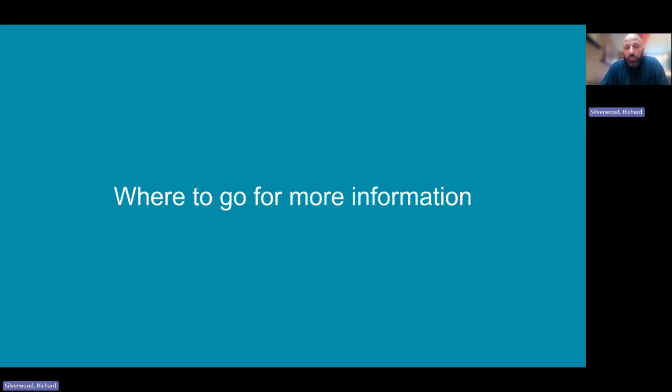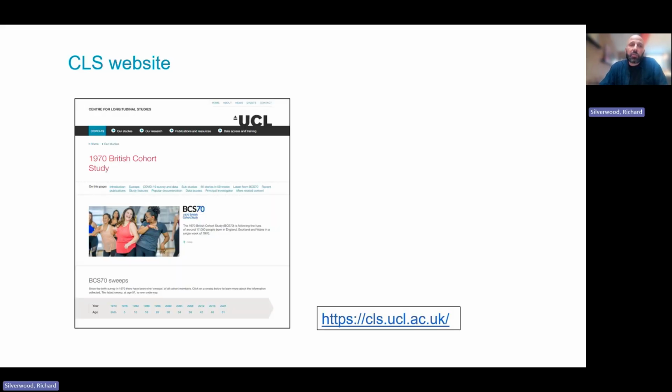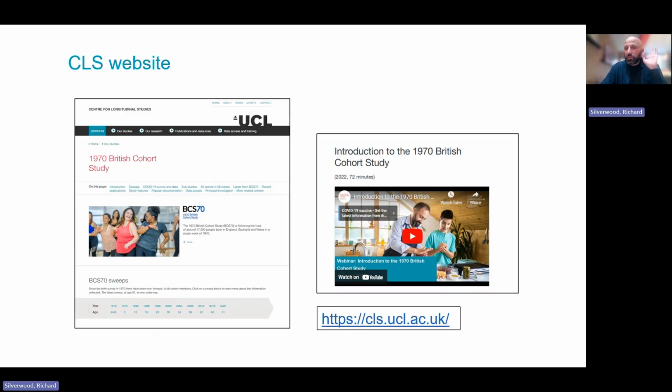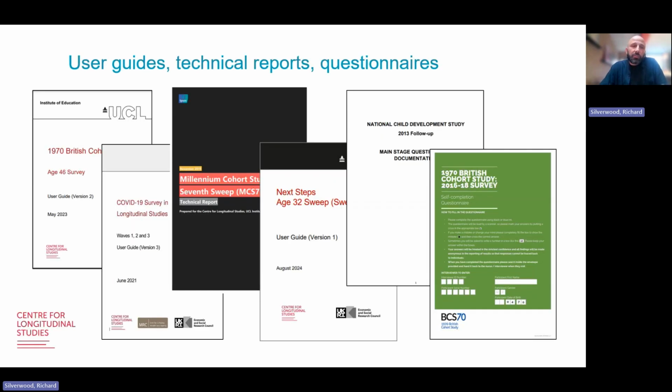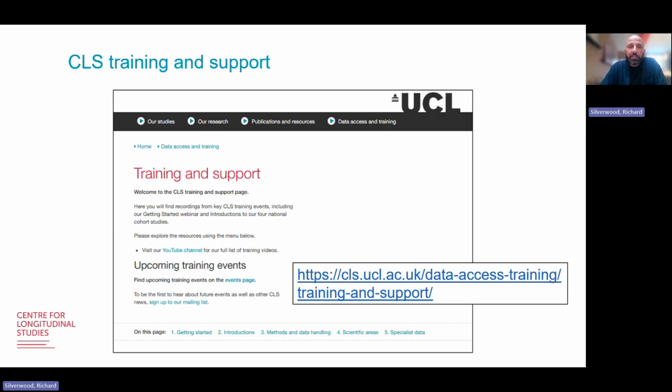Where to go for more information? Very quickly, so we've still got time for a Q&A. Some of these have been mentioned already, so I'm repeating things that have already been said. The CLS website has study-specific pages which have lots of information, including dedicated introductory videos for each study. I've already talked a bit about user guides, technical reports and questionnaires available from the CLS website. UKDS will come for free with your downloaded data.